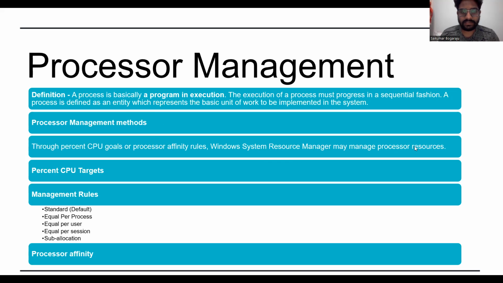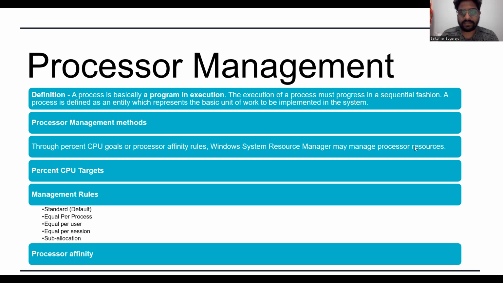Percent CPU targets is nothing but assigning a percent CPU target to each group of processes defined by a process matching criteria, in the simplest approach of allocating processor resources. So that is what a percent CPU target is. It is the percentage of available CPU bandwidth that is guaranteed to the process group as a minimum. Next, if you see the management rules, we can apply a management rule to a resource allocation policy with CPU constraints. It has mainly standard, equal per process, equal per user, equal per session, and sub allocation.